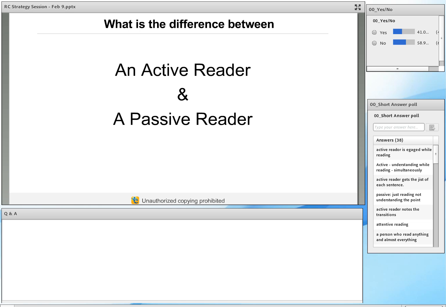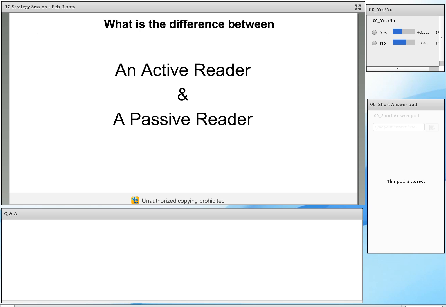Okay, so let me ask you this question. If you were an active reader, would you do well in RC, is that a true statement? Yes or no? An active reader will do well in reading comprehension. Yep, that is the true statement. Now, if you know what an active reader does, and you know that an active reader will be able to do well in RC, then why is it that you are not an active reader? What is stopping you from becoming an active reader?